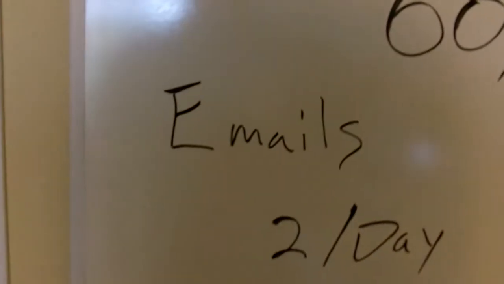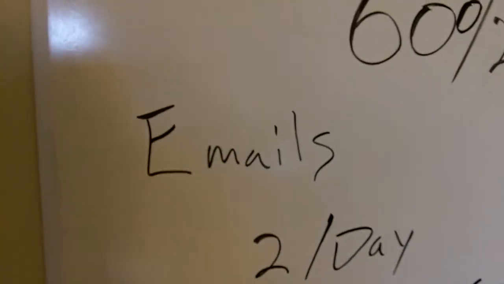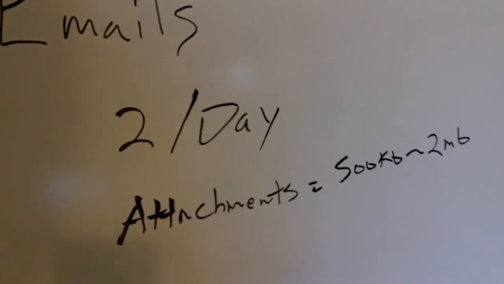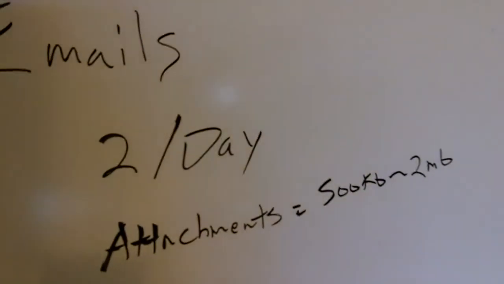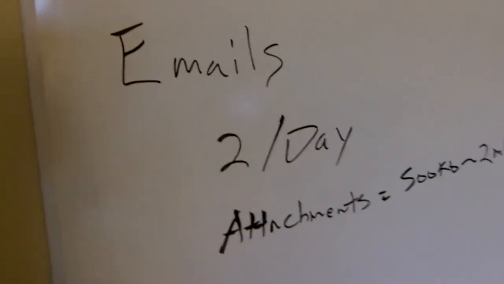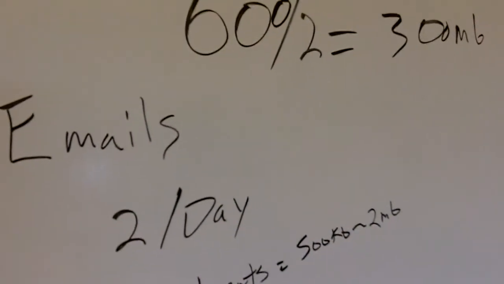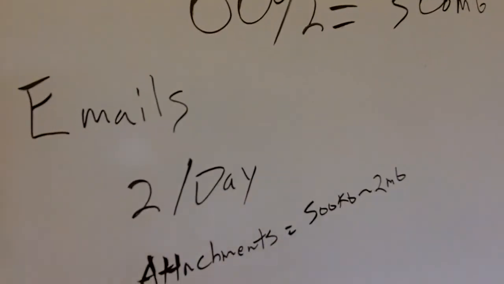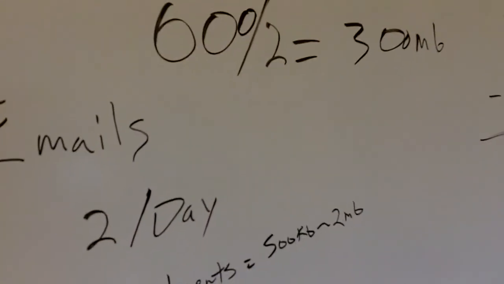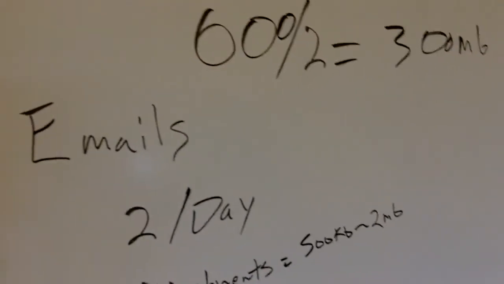Now, I get a lot of emails. I get at least 2 a day. I mean, I have lots of emails. And attachments tend to be 500 kilobytes to 2 megabytes. So you can just see how this is going to add up to 2 gigabytes. Some days I barely break 300 megabytes a month. Some days I get upward to 3 to 3.5 gigabytes of data.